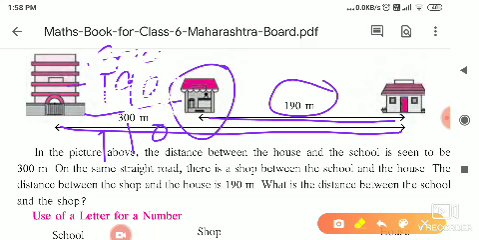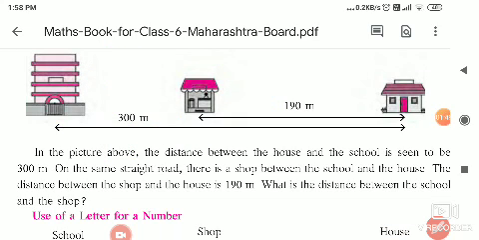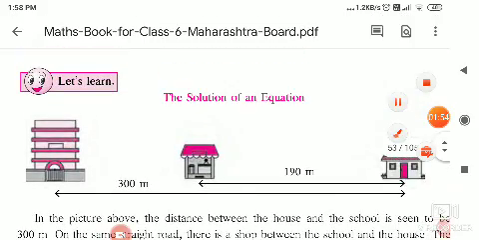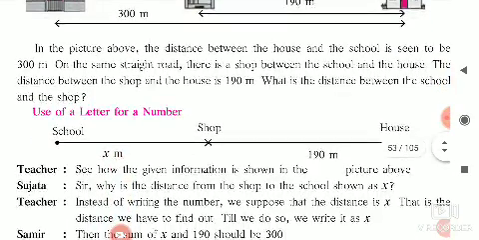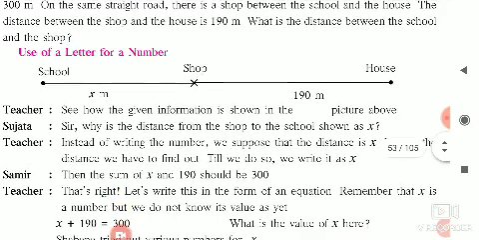So here, to find the distance, we did bigger number minus smaller number, and we get the distance between the shop and the school. In this way we find the solution of the equation. Here we knew the distances exactly, so that's why we could find the distance between the school and the shop. But mathematically, how do we find it?